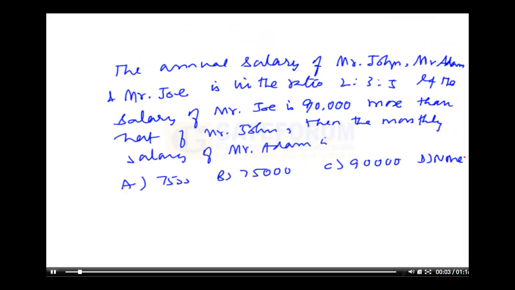The salaries of Mr. John, Mr. Adam and Mr. Joe are in the ratio of 2:3:5. If the salary of Mr. Joe is 90,000 more than that of Mr. John, then the monthly salary of Adam is how much? Ratio of salaries between John, Adam and Joe is 2:3:5.